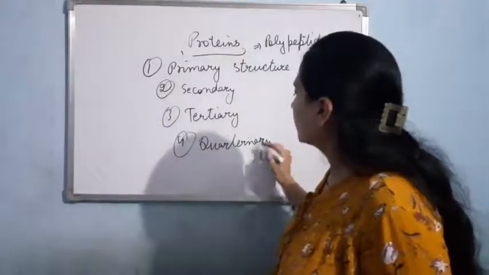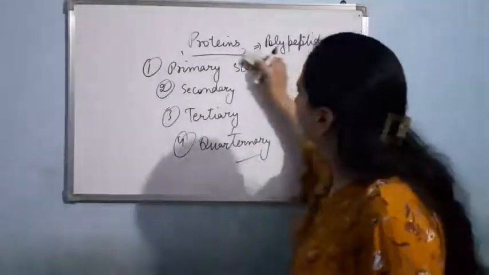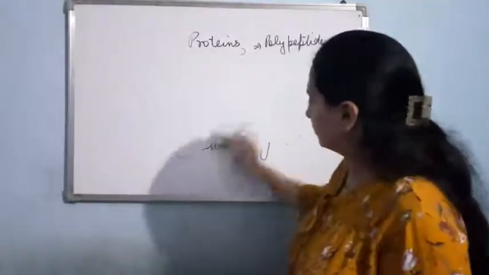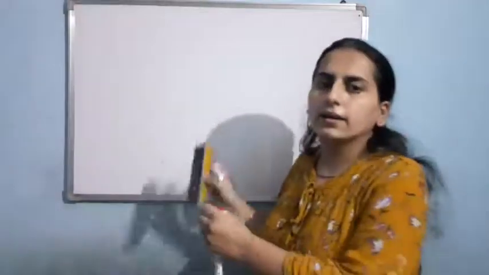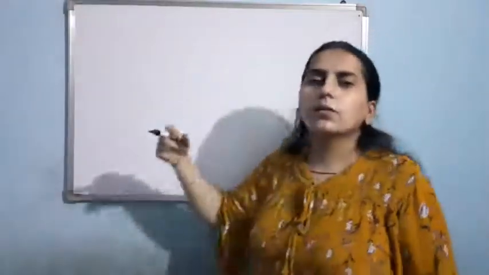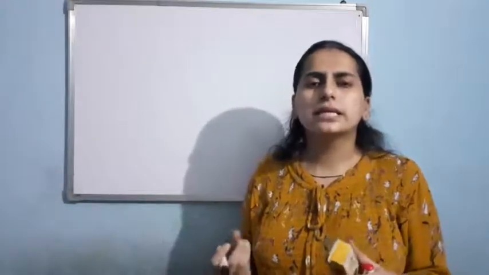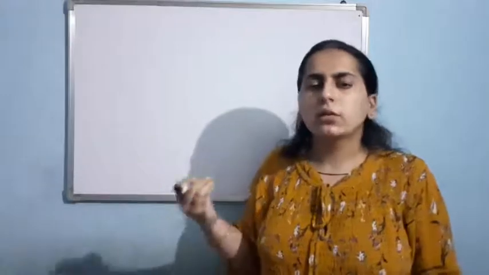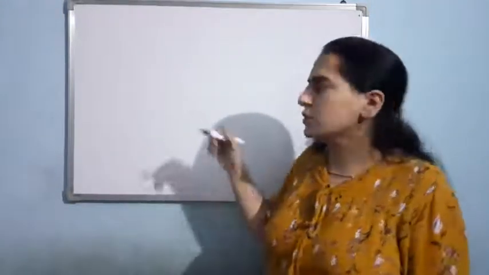So now let us study about them one by one. In the primary structure, the amino acids are joined in a linear manner. Means with the help of primary structure, we can just say which amino acid is at the first position, which is at the second position, and which is at the last position.